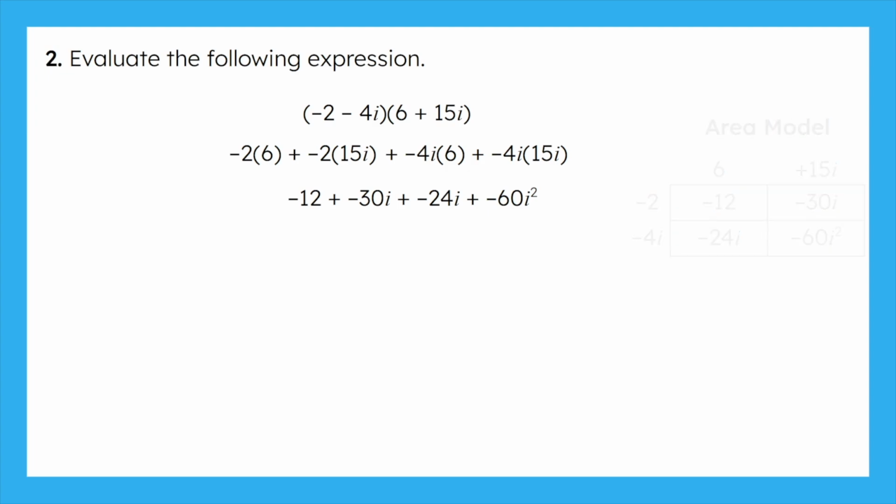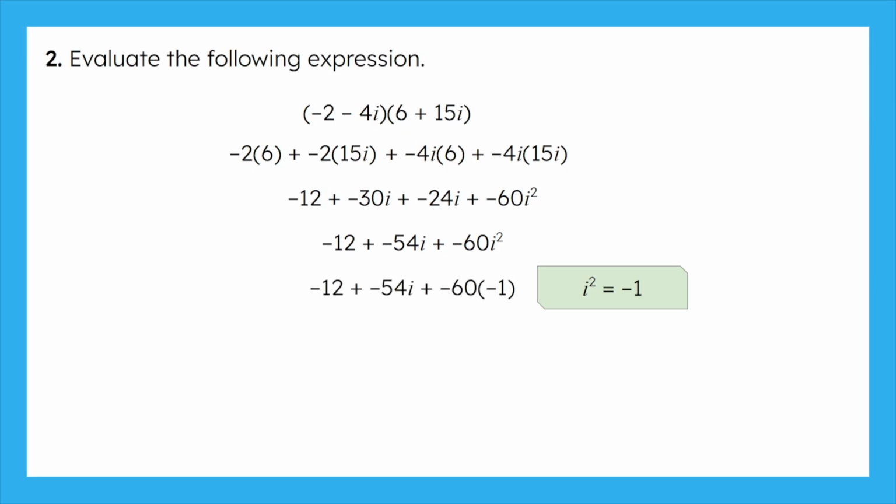Okay, what's our next step? We can combine like terms. Adding negative 30i and negative 24i results in negative 54i. What's next? Since i squared equals negative 1, we can replace i squared with negative 1. Negative 60 times negative 1 equals 60. Now we can combine the negative 12 with the positive 60, resulting in negative 54i plus 48.